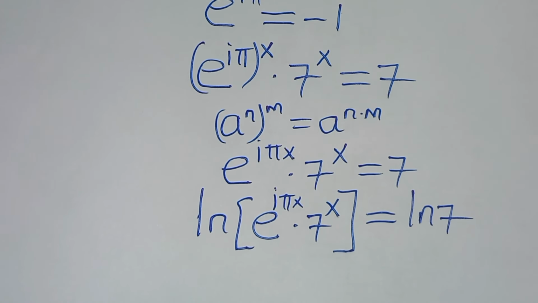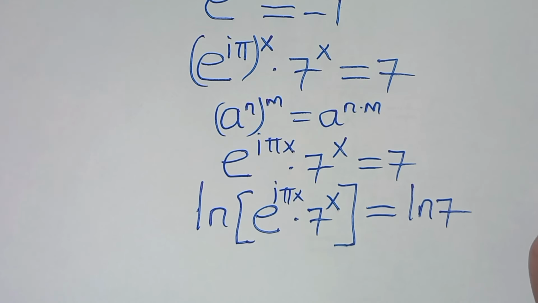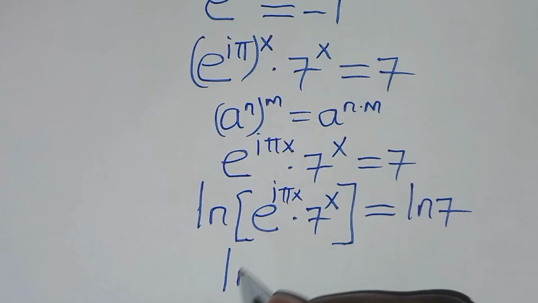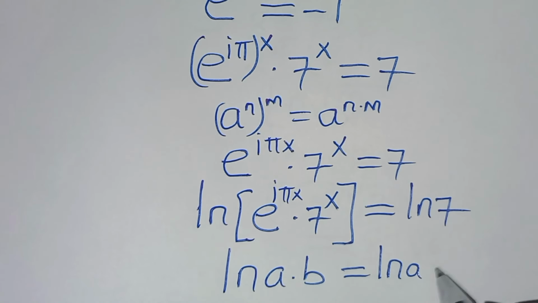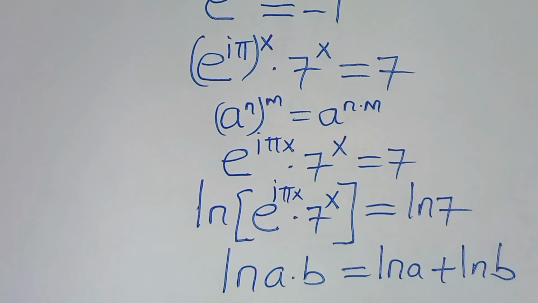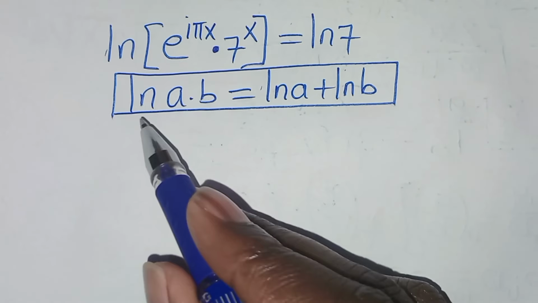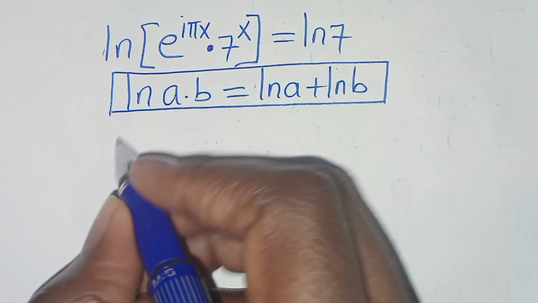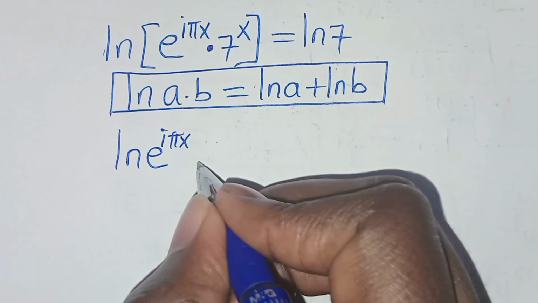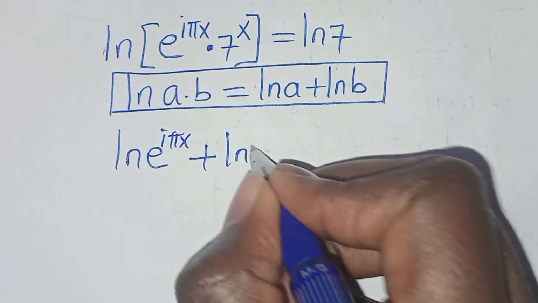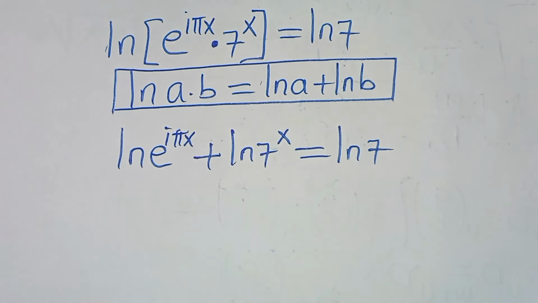Okay? So we have that ln of (e^(i pi x) times 7^x) is in the form of ln of (a times b), which we can express as ln of a plus ln of b. Applying this logarithm property, we have ln of e^(i pi x) plus ln of 7^x equal to ln of 7.